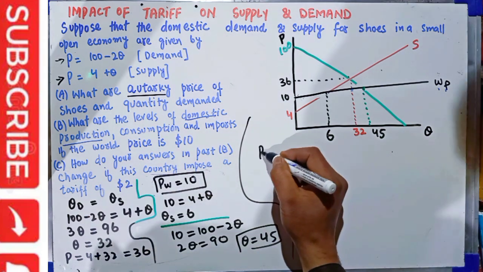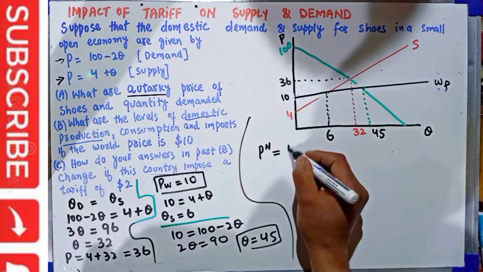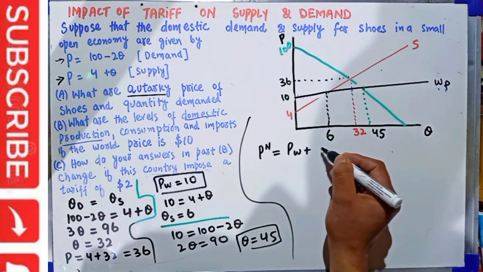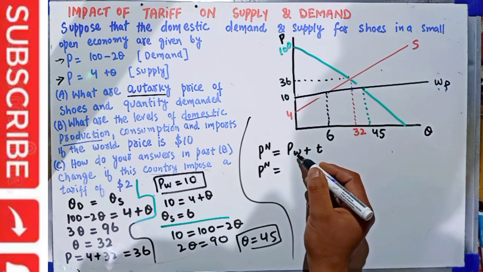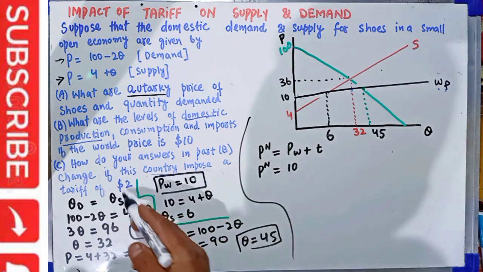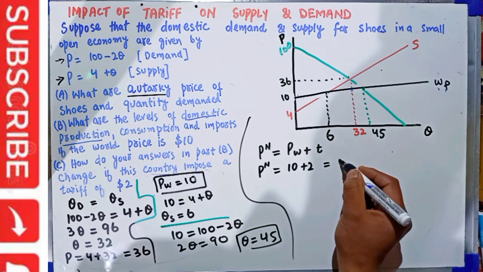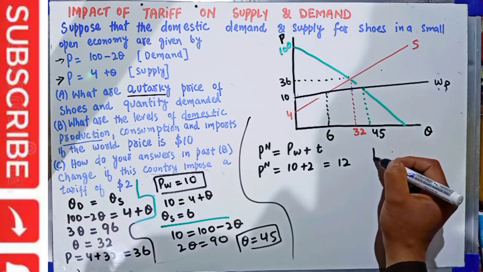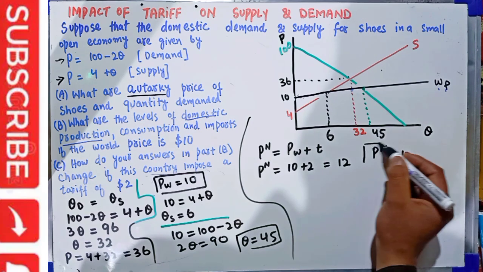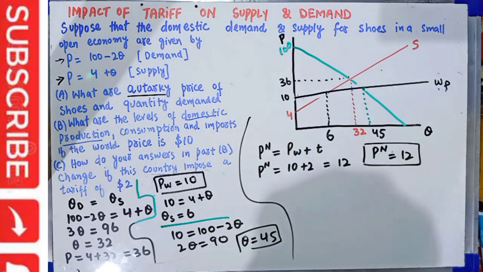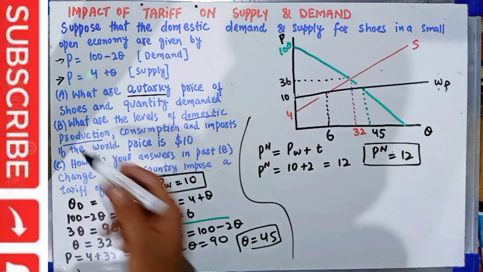That means our new price, let us denote it by P superscript n, will be equal to the world price plus the magnitude of tariff. So new price will be equal to world price 10 plus specific tariff 2, so new price will be equal to 12. Now Pn is equal to 12. At the new price of $12, we need to find out the domestic production first.